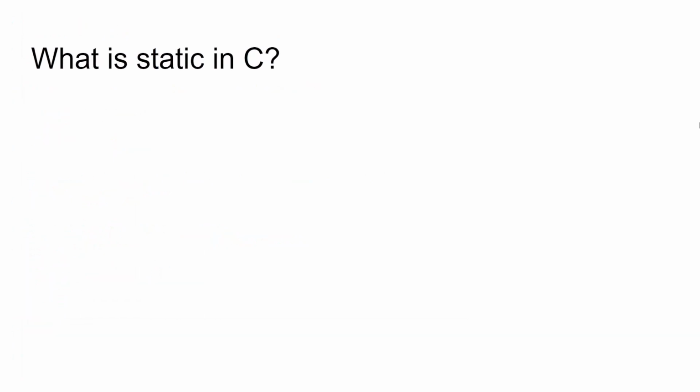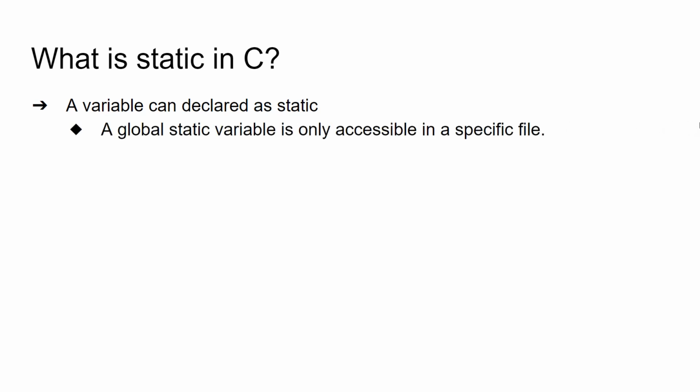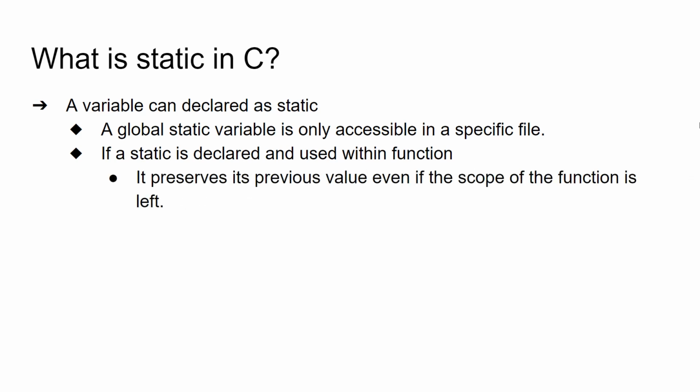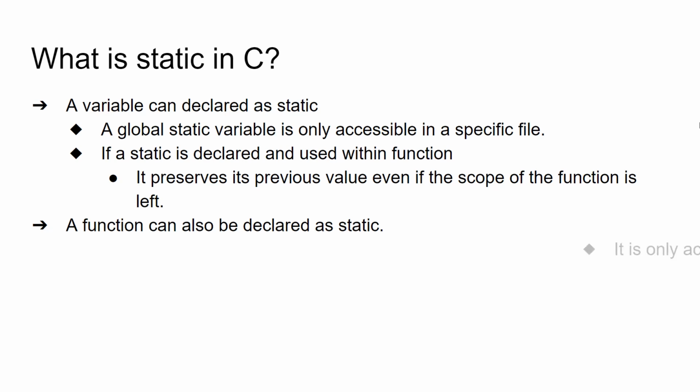So what is static in C? A variable can be declared as static, and when a variable is declared as static, then it will be only accessible in a specific file. If a static is declared within a function, then it will retain its previous value even after the function is left. And similarly, you can also define a function as static, and when a function is declared as static, then it is private to that file where it is defined. It is not accessible outside that file.